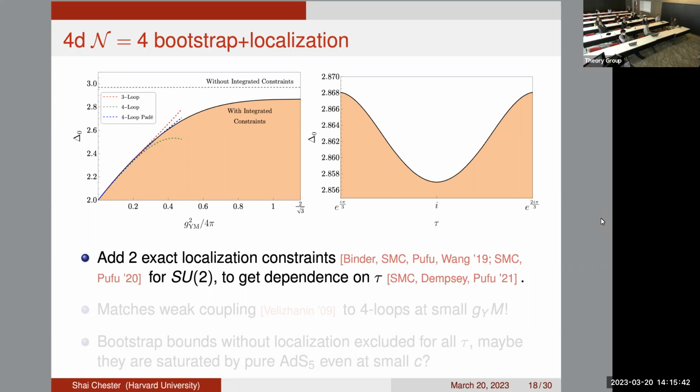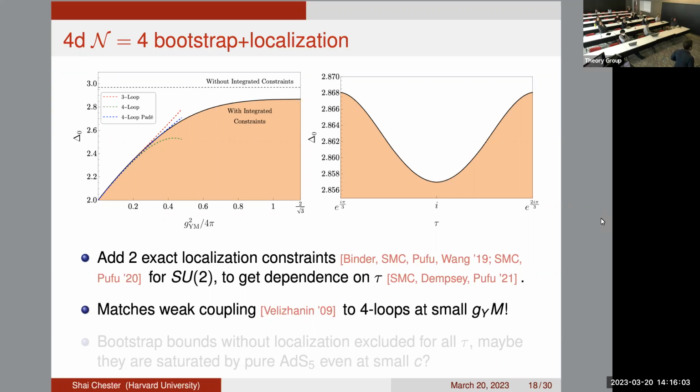So the orange is the new allowed region. This is to be contrasted with this gray dotted line, which is the bound you would have gotten from the previous slide if you didn't know the localization bound. So of course, this is a horizontal line because the old bound didn't depend on the gauge coupling. Only the new bound does. And so there are several interesting things about this new improved bound specifically for SU(2) super Yang-Mills.